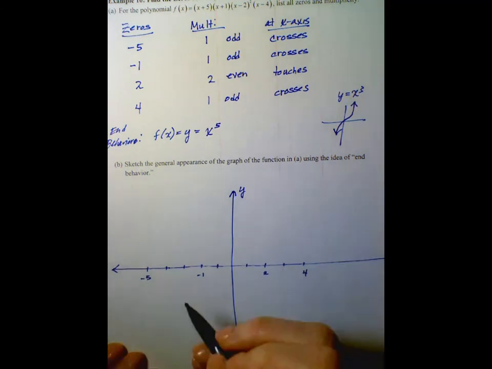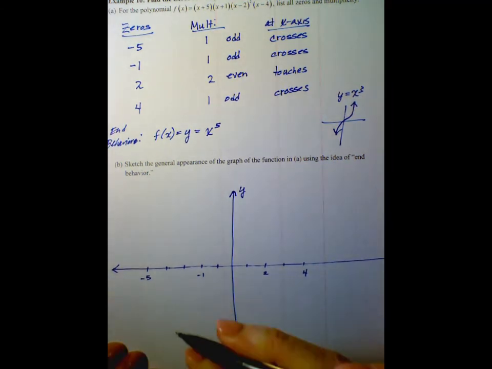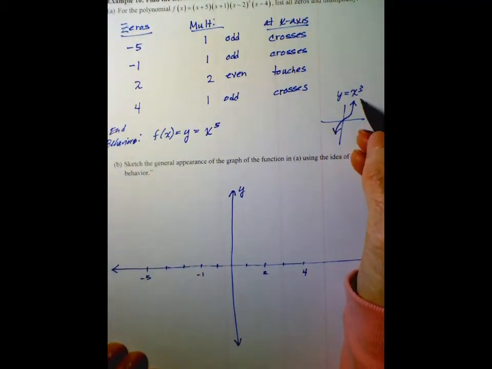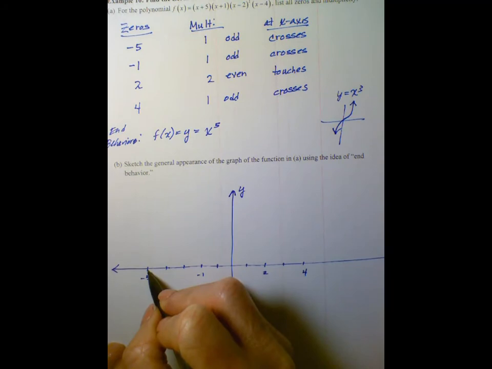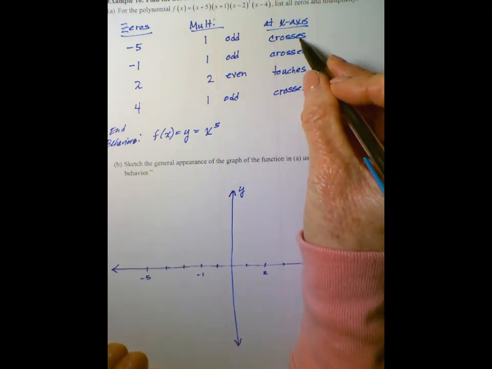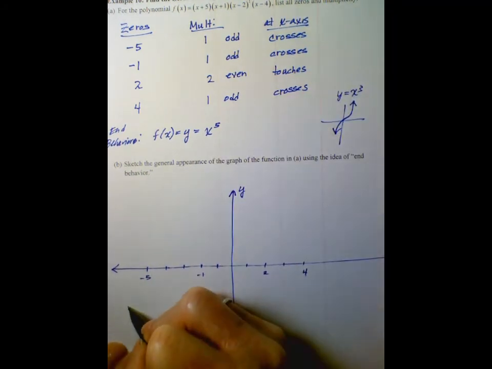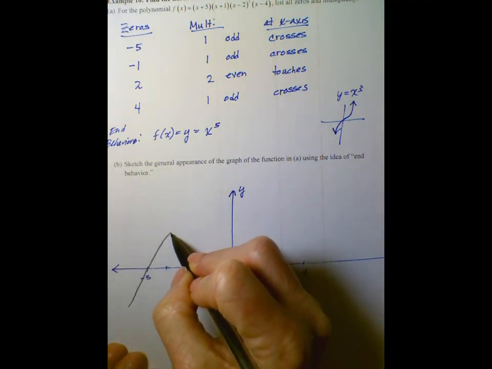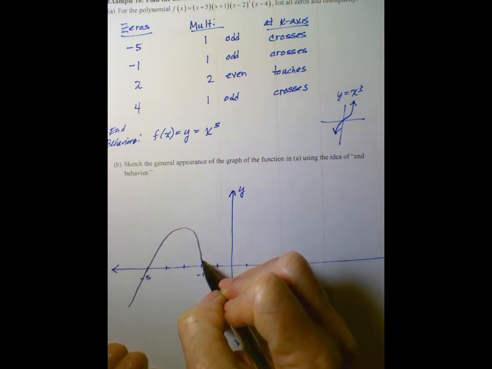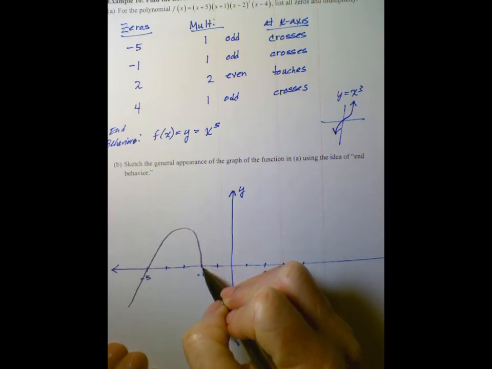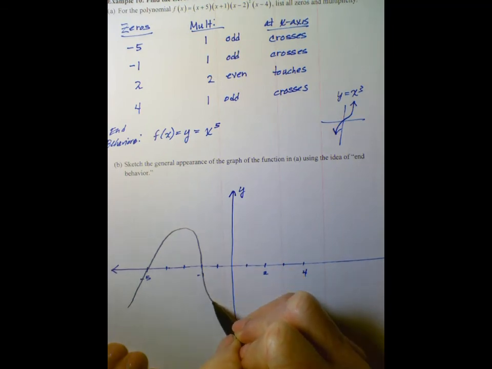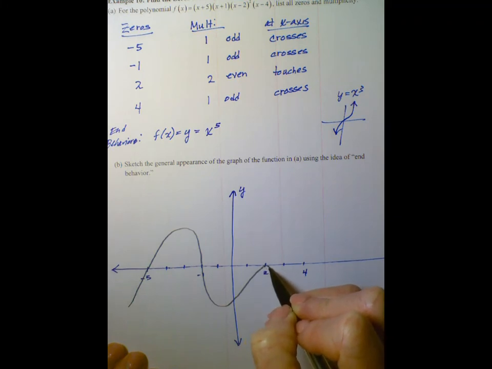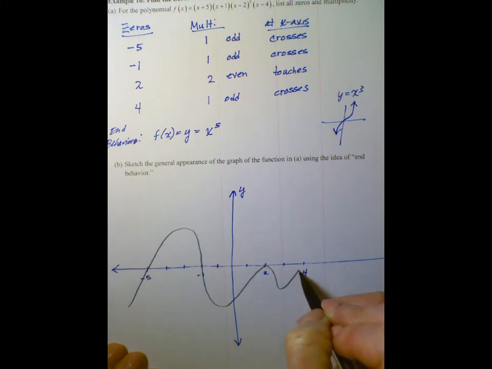I'm going to use my pencil in case I make a mistake. All right, so I know I come up from below, because it has to, this is the end behavior, come up from below to -5, but what do I do at -5? I cross, okay? So come up from -5 and I cross, and then I've got to come to -1. I don't know how high I go, it doesn't matter. I'm just trying to get a sketch. And at -1 I also cross, and then at 2 I touch, and then at 4 I cross.